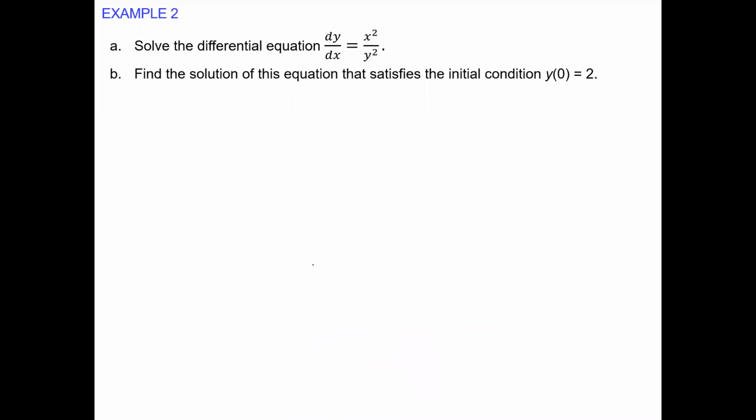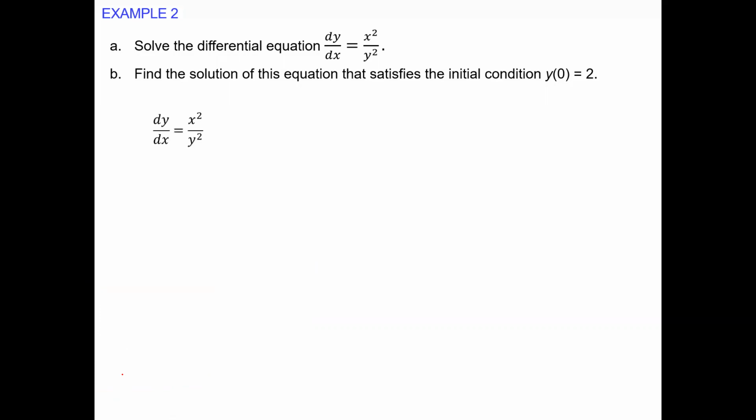Okay, example number 2. Solve the differential equation dy/dx equals x squared over y squared. Find the solution of this equation that satisfies the initial condition y(0) equals 2. If x is 0, the value of y is 2. Okay, perfect. Let's solve it. This is a nice separable differential equation.